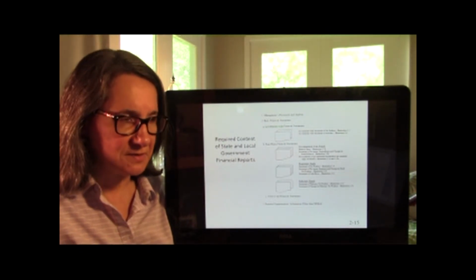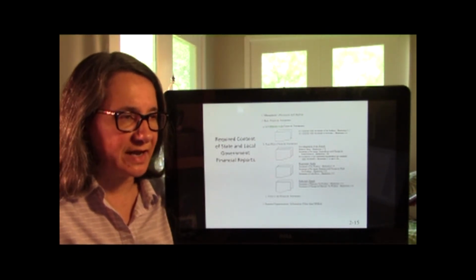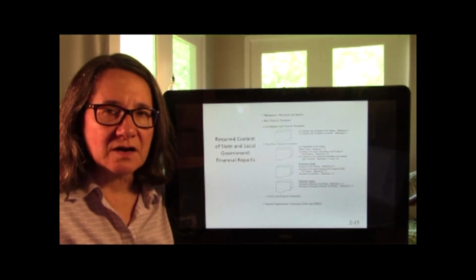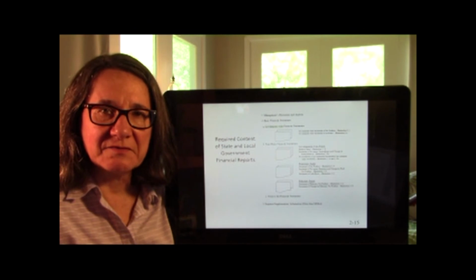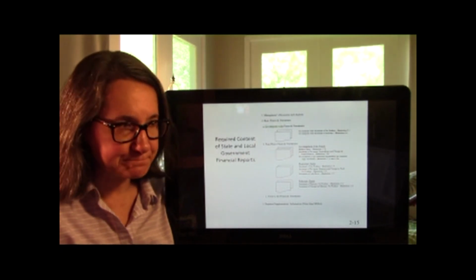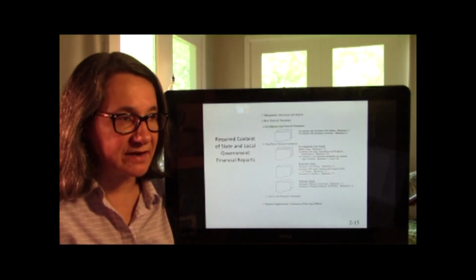First of all, the management discussion and analysis, the MD&A, is where they talk about some general information about the financial statements and risks and things like that, what's going on last year financially. Next, you'll see the set of financial statements.